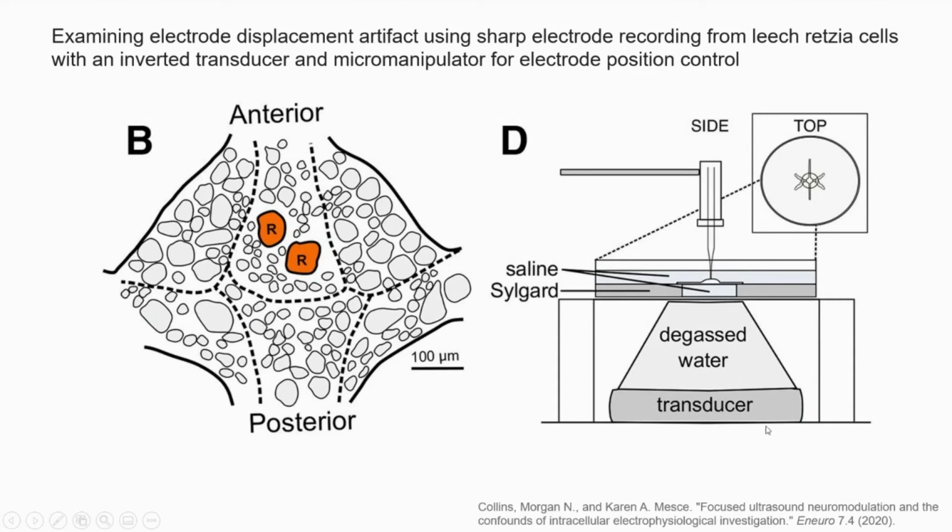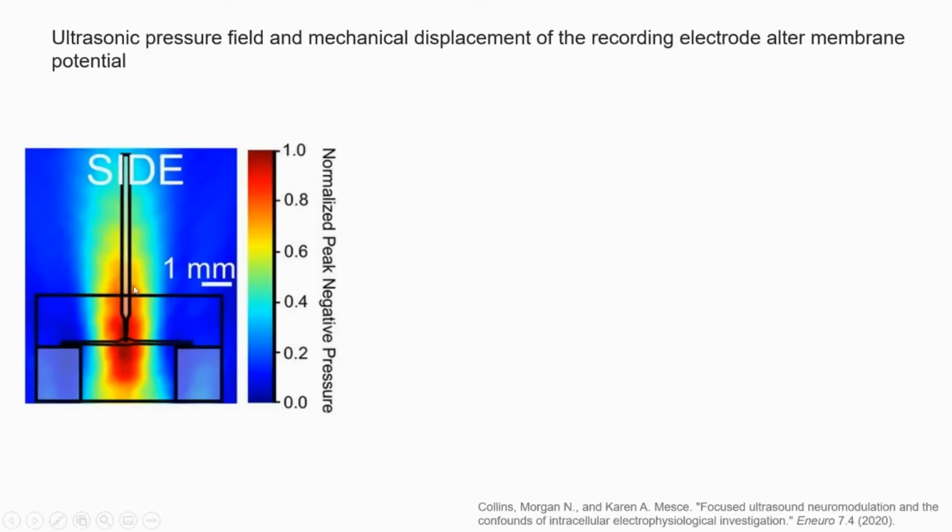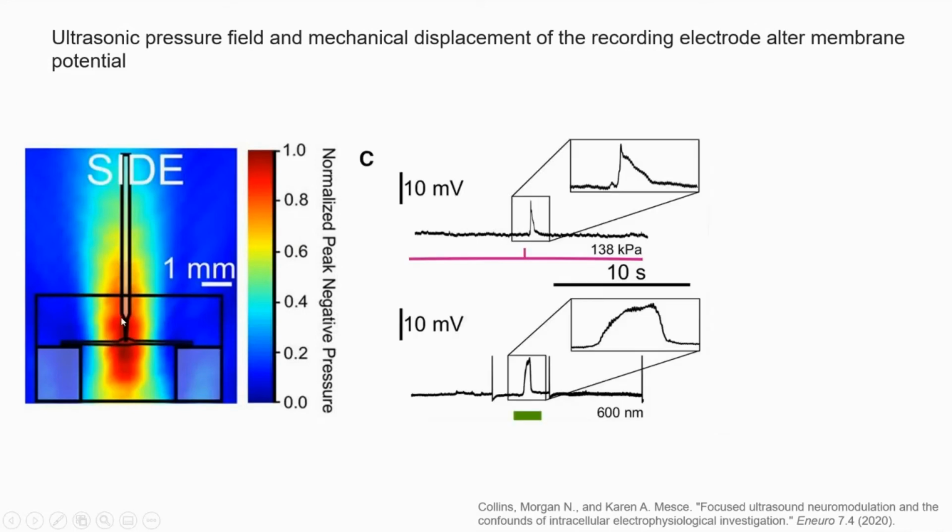recordings. And he has a transducer coming from the bottom here, a focused transducer, creating a field over the leech while he records these sharp electrode changes. And the ultrasonic field looks something like this. Again, here's the leech and the recording electrode. And the problem is, here, with this pink line, you can see a very short pulse of ultrasound.